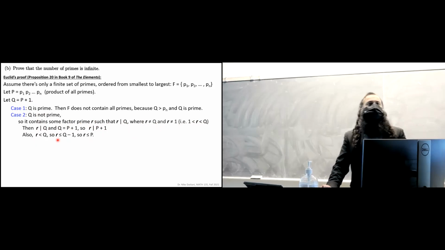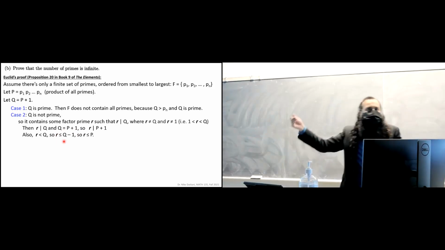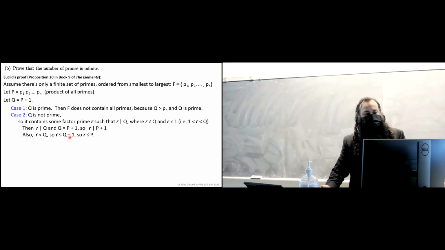And if it's an integer less than Q, then it's less than or equal to Q minus 1. Q minus 1 is the last integer before Q, right? So it's less than or equal to Q minus 1. And Q minus 1 equals P, right? Q minus 1 equals P. We get that right from here. So R is less than or equal to P, right?